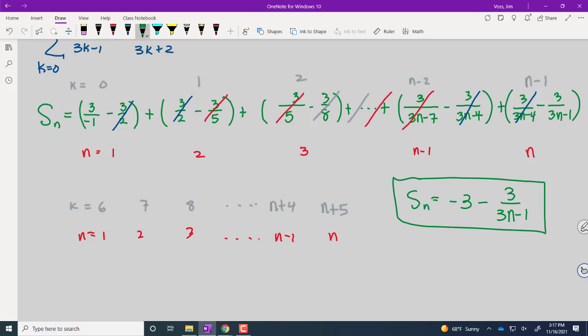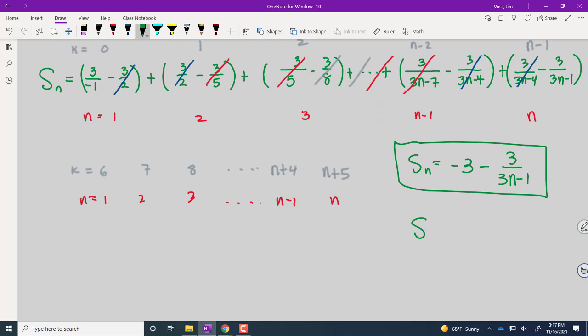And what would S be? S is the limit of S sub n. Minus 3. So this series will add up to minus 3.